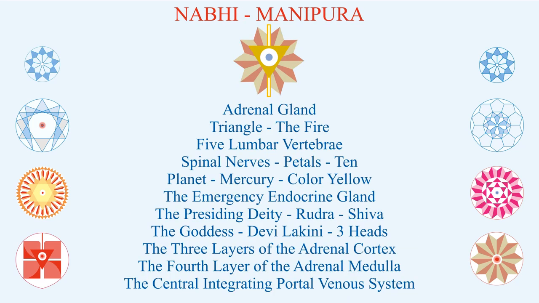Nabhi or Manipura chakra is associated with the adrenal gland and its petals are 10, associated with the lumbar vertebrae, and as far as the planet is concerned, it is Mercury. Interesting. Mercury, adrenal gland, and the autonomic nervous system associated with the adrenal gland are the lower or inferior mesenteric ganglion. For detailed information, you can look into the earlier video on Nabhi and Manipura. So you can see 4, 6 and 10 petals are also in Devyank sequence only.